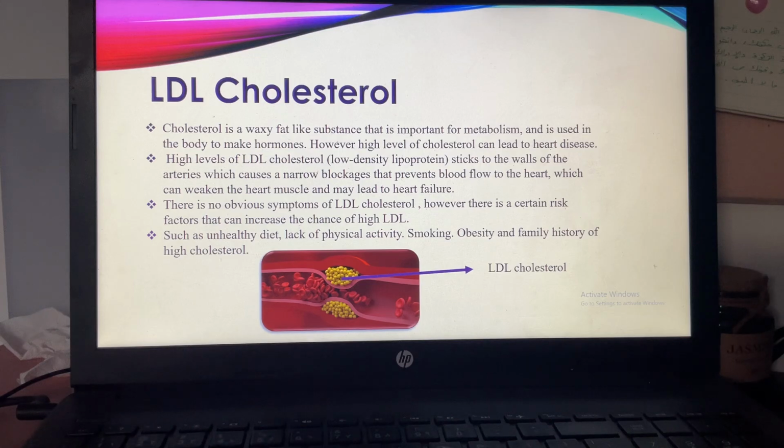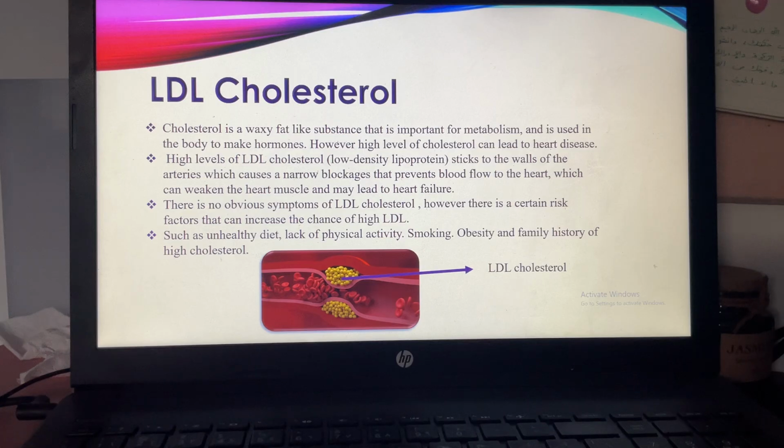First, cholesterol is a waxy fat-like substance that is important for metabolism. However, very high levels of LDL cholesterol can lead us to heart disease, which is harmful. So the LDL sticks to the walls of the arteries and makes them narrow. This reduces blood flow to the heart and can cause a heart attack, which later may lead to heart failure.